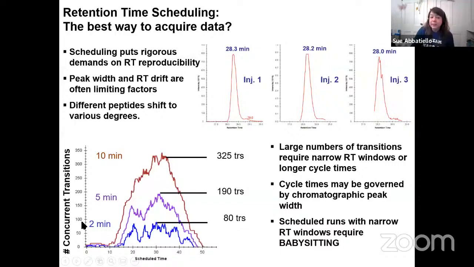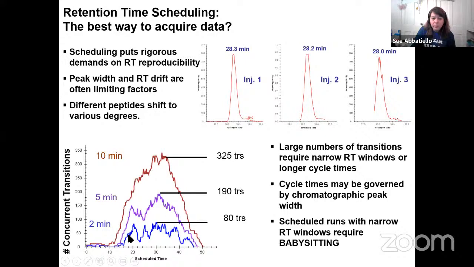Each of these transitions, if I said it takes 10 milliseconds to acquire, then 10 milliseconds times 100 transitions is 1 second. So that means that in this 2-minute retention time window, we're at about a 1 second cycle time to target 80 transitions here. And if we go longer, then that means we're going to get fewer data points across our chromatographic peak with that same dwell time.